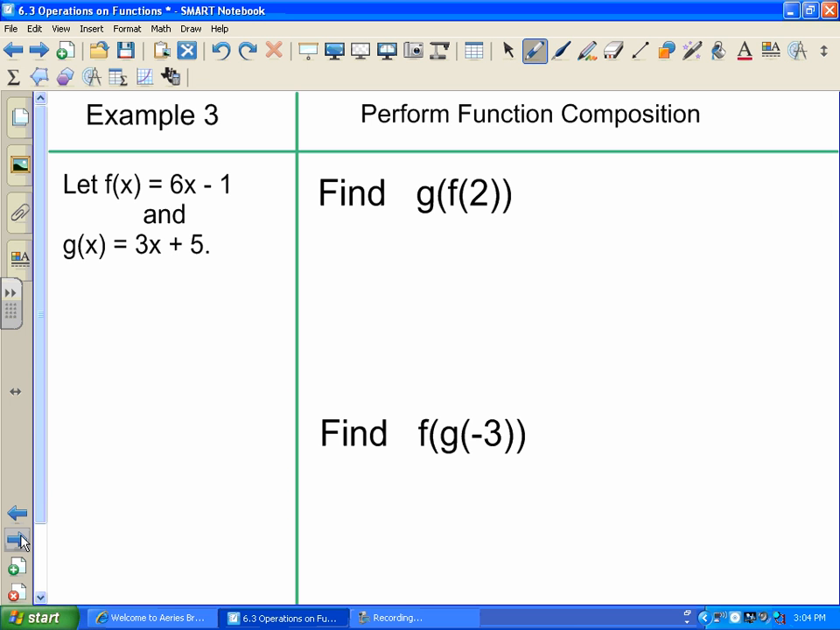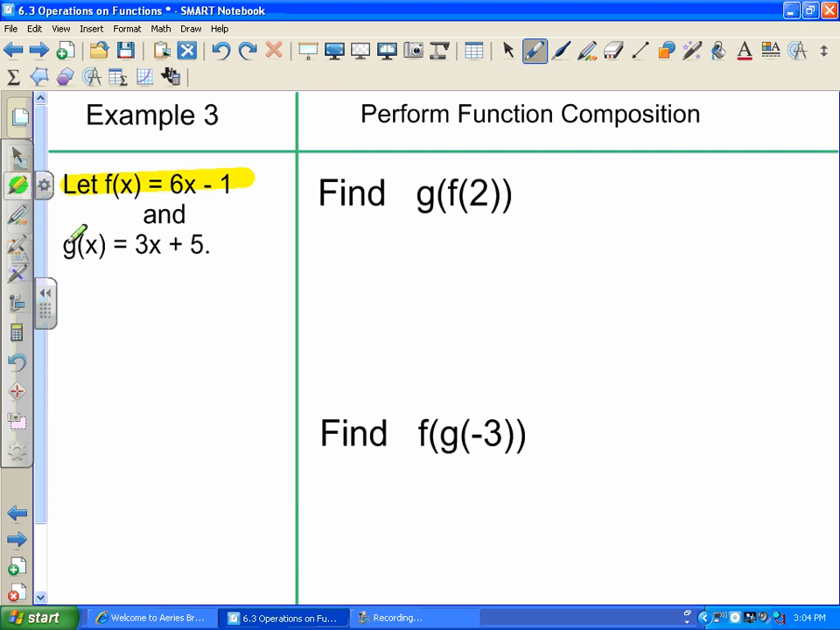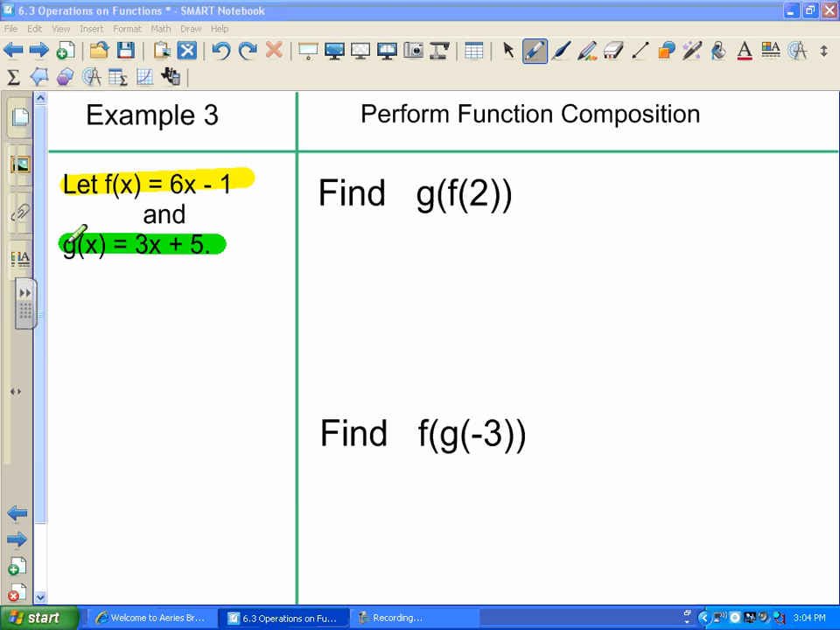We've got two functions. Once again, f of x equals 6x minus 1, and g of x equals 3x plus 5. The first thing they're asking us to do on this problem is to find g of f of 2. As I told you, you're going to start from the inside and work your way out.